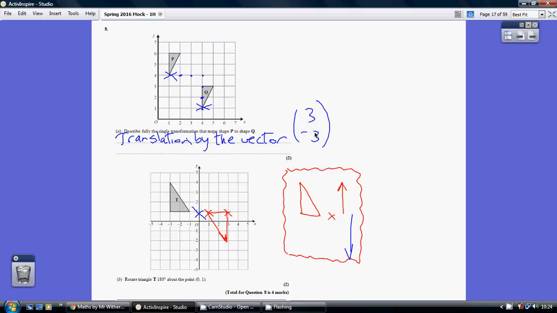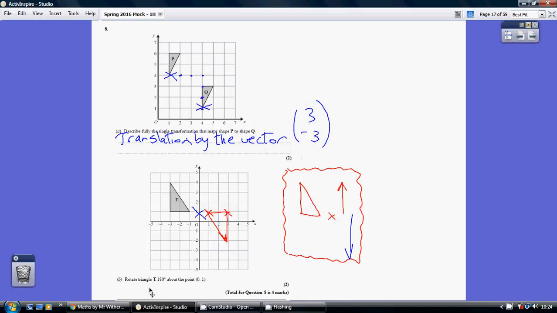So remember, a vector sort of works like a coordinate, but it's not a coordinate because it's describing a movement. It's not describing the location of a particular point. So translation, 1 mark. By the vector 3, minus 3, the second mark.